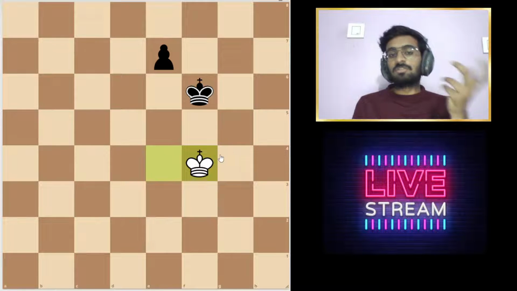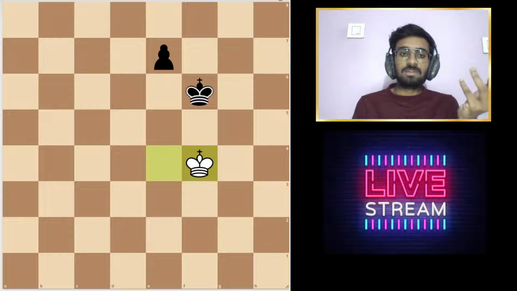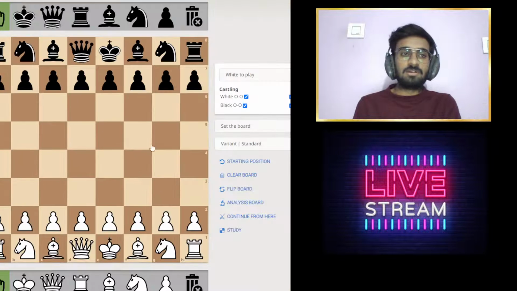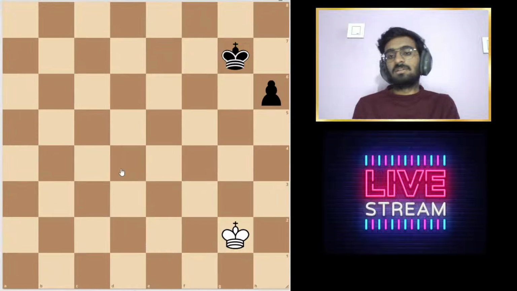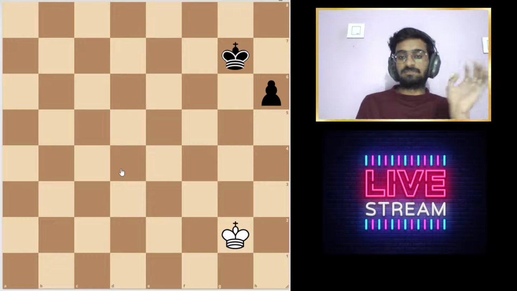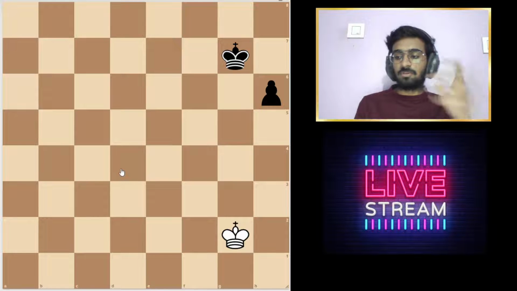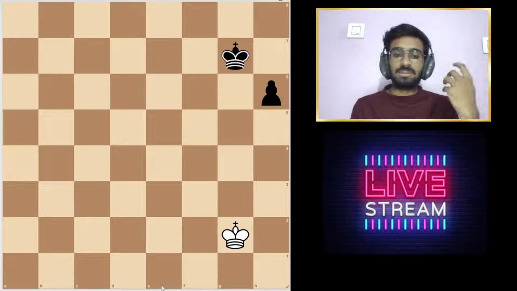Now we will see what to do when it's a rook pawn. How to stop a rook pawn when the pawn is on the rook file. Now how do you stop it? Here it's very simple. You don't have to use opposition or any concept.